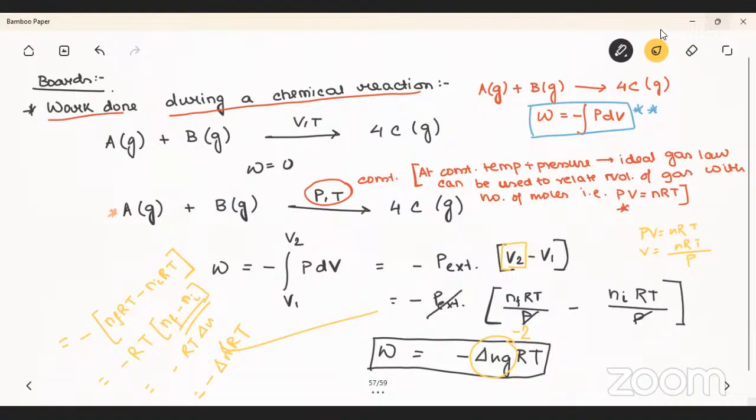Okay, I am summarizing. Yes, ma'am. Good. I have started with this equation.